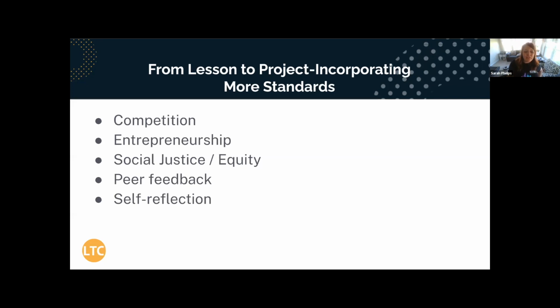We can incorporate peer feedback, right? Interview somebody, get them to tell you what they like or what you could fix about it. And we can incorporate self-reflection. All of these things are like power-ups to a project, not only because they help you cover more standards, but they make these skills and these resources and these lessons that we're doing more meaningful and tied to the real work that people are using computer science for.